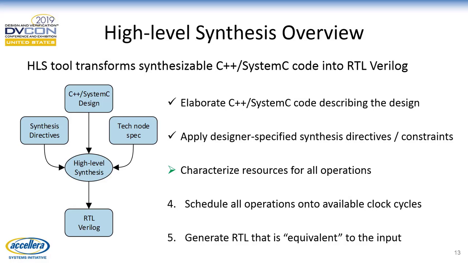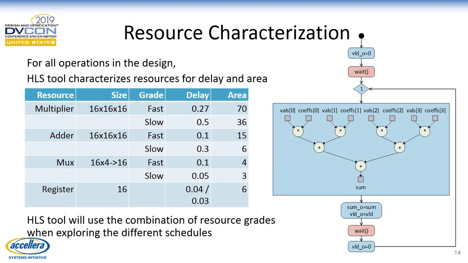What it will do is characterize all the resources for all operations. So let's see exactly what this means. Looking at this, what do we have? We have 16-bit multipliers here. We have some 16-bit adders. We might have some 16-to-1 muxes, and we have registers. So the HLS tool is going to look at all these resources and characterize them for, let's say, a fast version and a slow version.